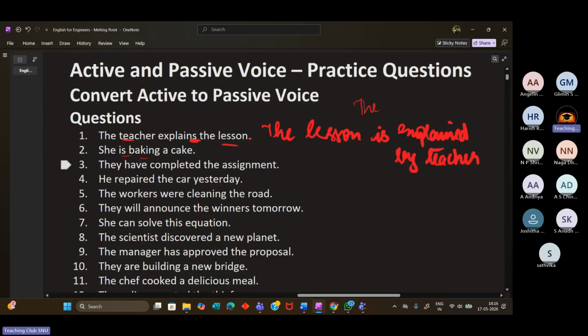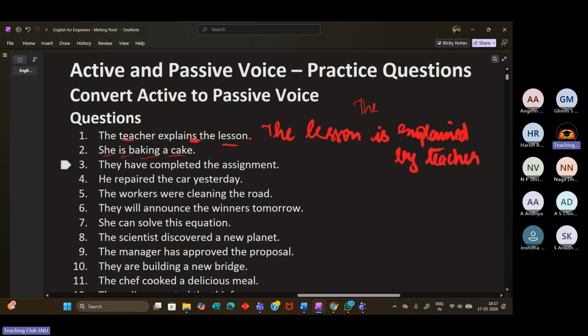Yeah, she is baking cake. It is present continuous. So we just change it to "she", as she said. Here the subject is she and the object is cake. So you just switch it over, I mean, swap it out, right? So we say a cake and we add is being here. The cake is being baked by her.